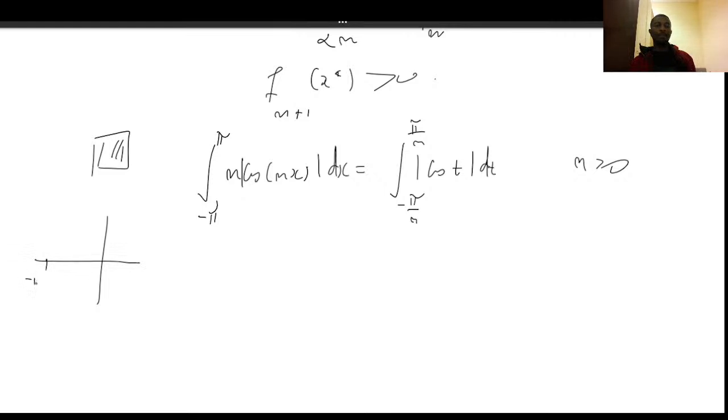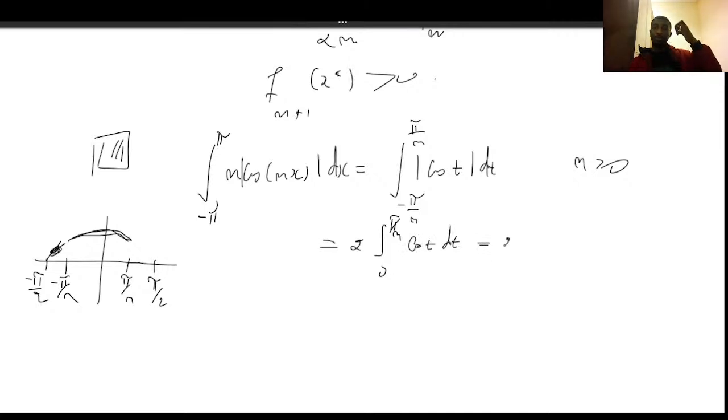Minus pi over 2 is here, and pi over 2 is here. So minus pi over n will be somewhere here, and pi over n will be somewhere here. We know that cosine here is 0, and it will go to 1. So we don't care about this. The function is always positive and symmetric. So this is 2 times the integral from 0 to pi over n of cosine of t dt. This is 2 times sine of pi over n minus sine of 0, which is 0. So this is 2 sine of pi over n.